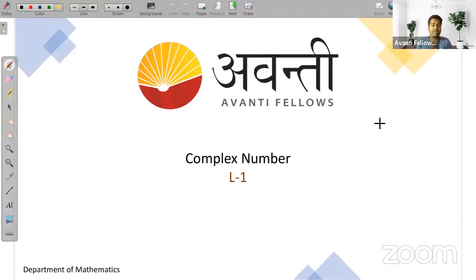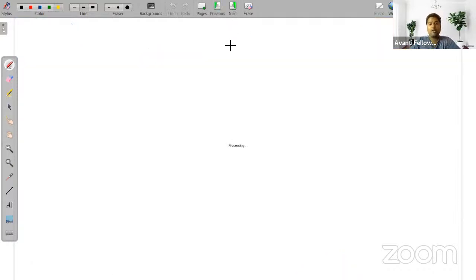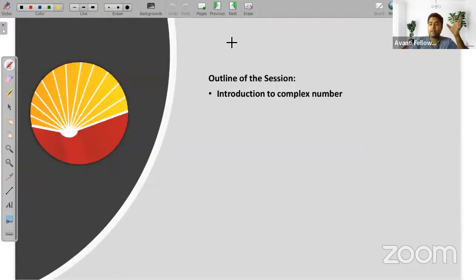So that's why my suggestion is, everyone please go through all the classes in detail, and after your class try to solve a lot of questions on this topic. Okay guys, so let's start our new and interesting topic, that is complex number. In the first session, we'll understand the introduction to complex numbers. We'll see the very basic things of complex number.